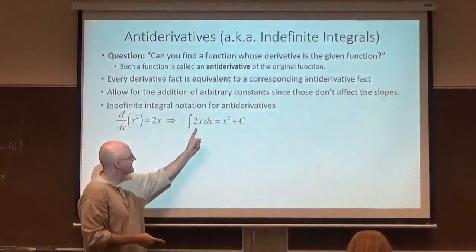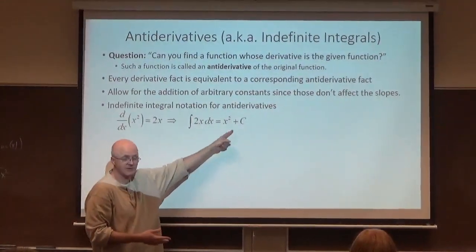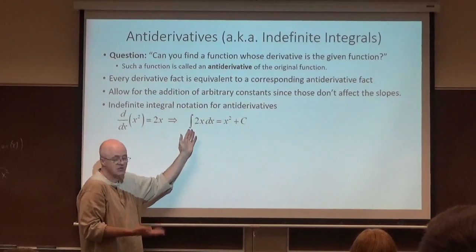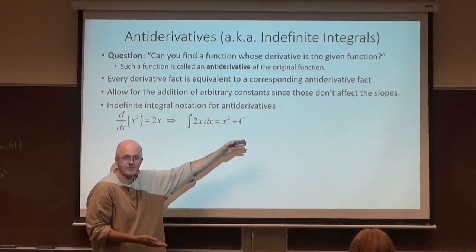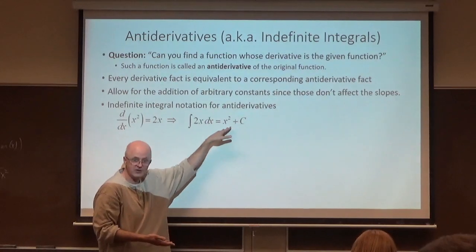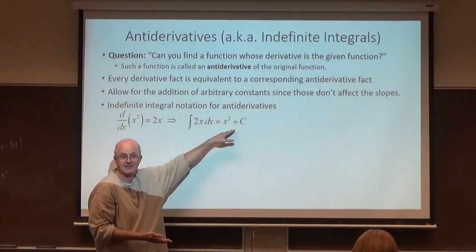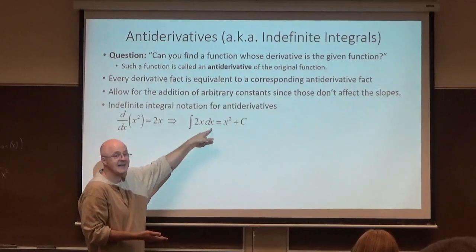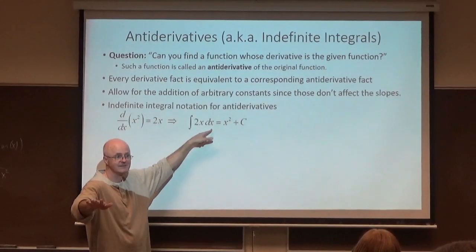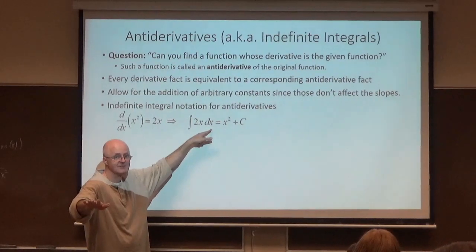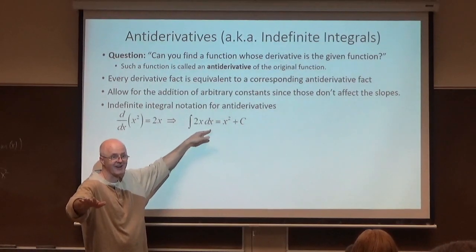You read this as the indefinite integral of 2x is x squared plus c, or the most general antiderivative of 2x is x squared plus c. If you differentiate any function in the form x squared plus c, you're going to get 2x. Now you might wonder, why is this dx there? I'm not explaining that today. Just because I say so. Okay?